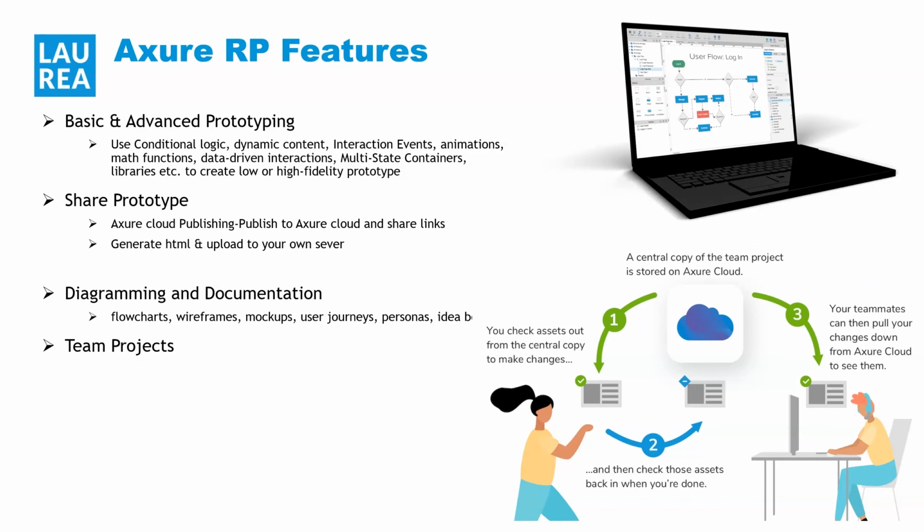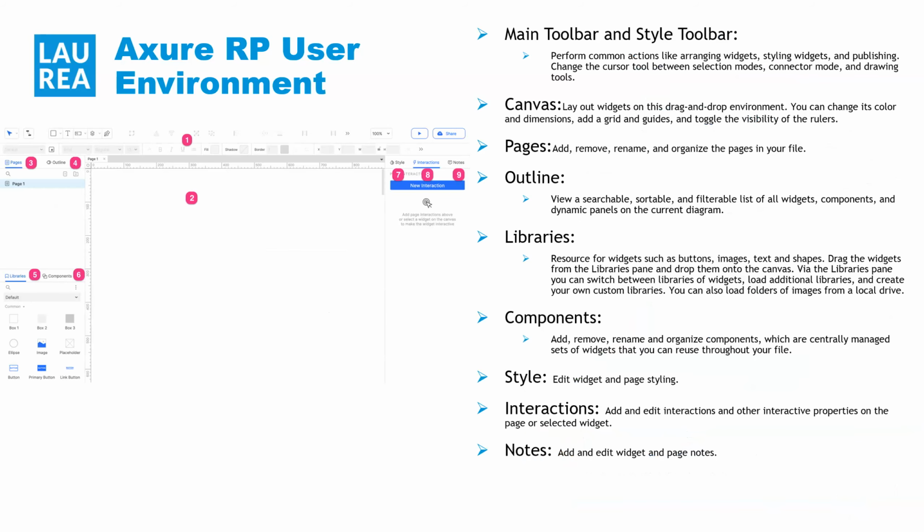Now, moving forward, some of the things you could do: you can do basic or advanced prototyping. You could also share. They have Axure Share cloud where you can publish your project for other stakeholders to comment, so they don't have to have an Axure RP account to give comments. You could also use it for diagramming and documentation. Team project we'll be looking at in a separate tutorial video, and you can take a look at that one.